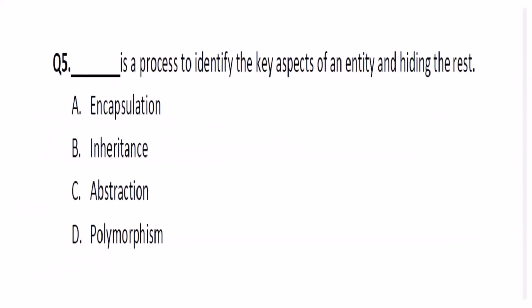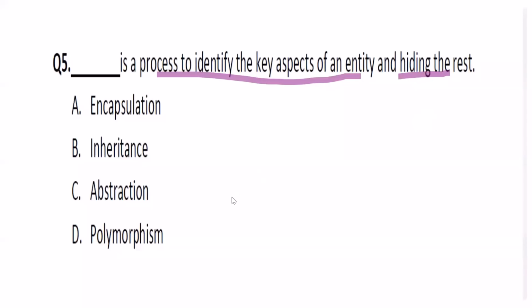Okay, so this question is from OOPS, that is object oriented programming system. The question is fill in the blanks. The blank is a process to identify key aspects of an entity and hiding the rest. Just when you read this word hiding, hiding the rest and process to identify key aspects of an entity, here it means that we have to work with.